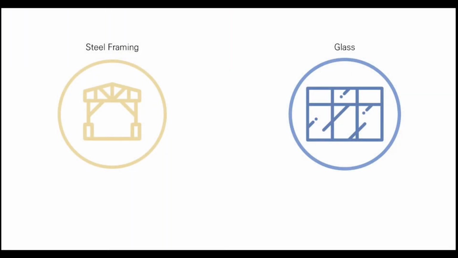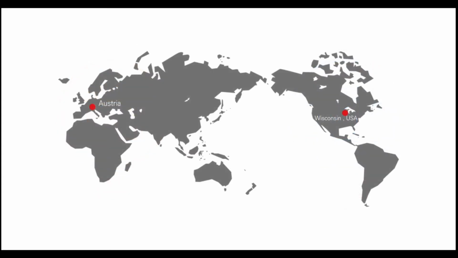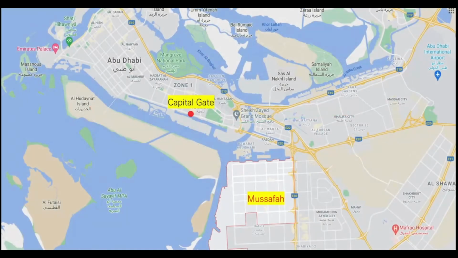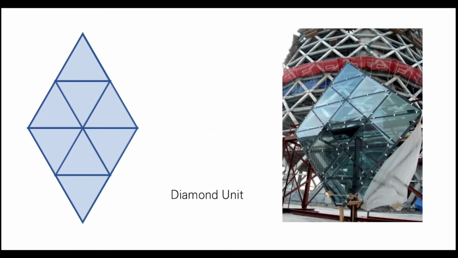The steel framing was manufactured in Austria, and the glass was produced at the Special Glass Company in Wisconsin, USA. This was where the glass was processed and cut. The frames and glass made in each country were delivered to Mussafah in the UAE. This city was very close to the construction site, had high access to the port, and at the same time, there was a glass industrial factory. Now, the glass and frames were combined here, and finally, a diamond-shaped window was made.